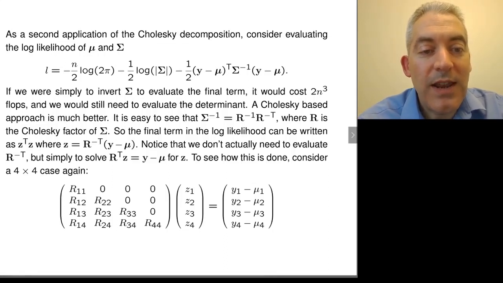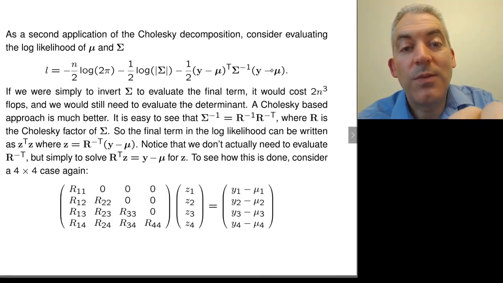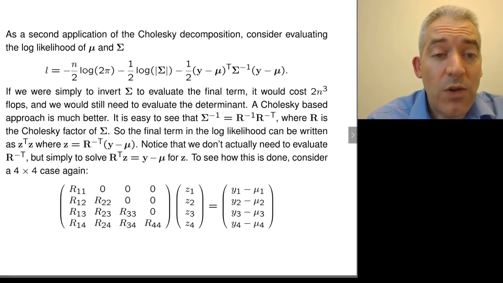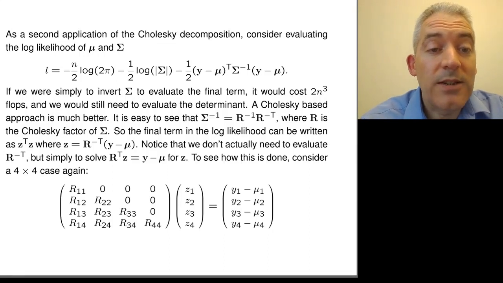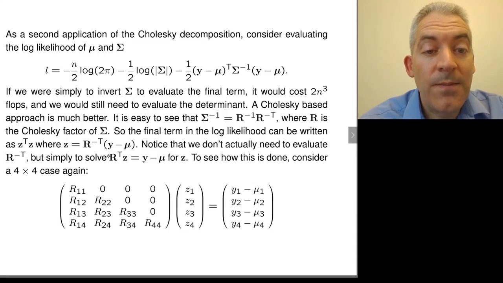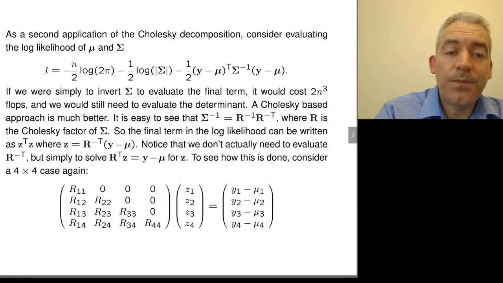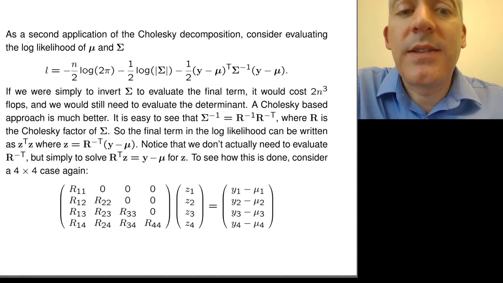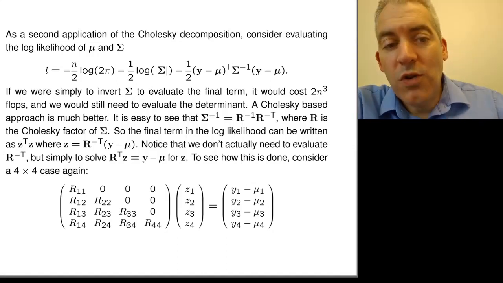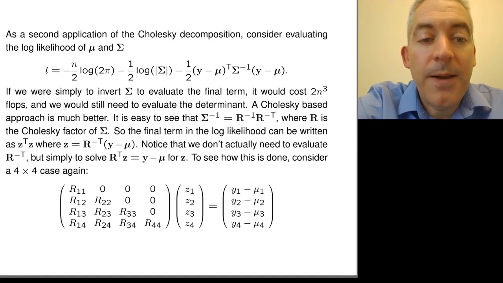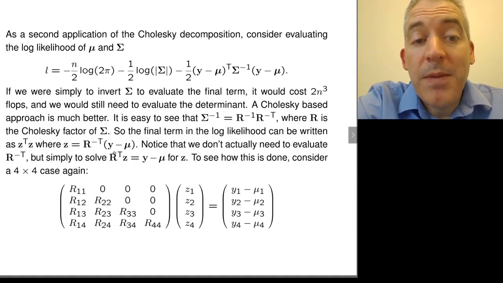Okay, so if you just take that as your definition of Z and calculate Z transpose Z, you'll see that what you end up with is this quadratic form here. So that's all good. We don't have to explicitly invert R transpose here. What we do is we say this is just the solution Z of the linear system R transpose Z equals y minus mu. So this is the solution of a linear system, which you could do by inverting, but that would be a bad idea, especially here because R is triangular.